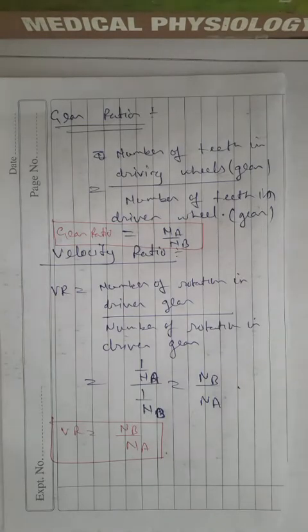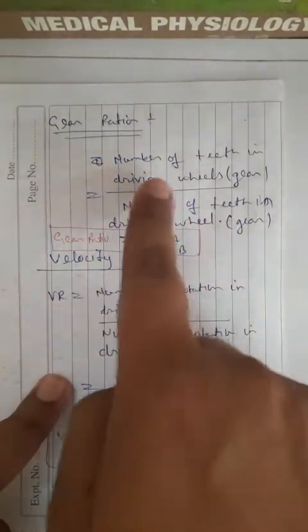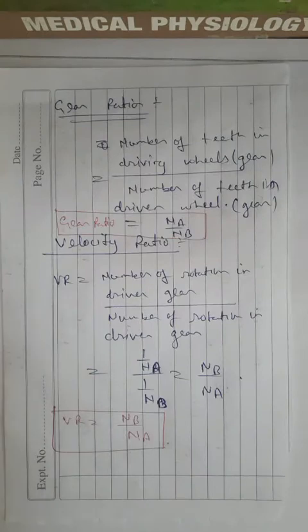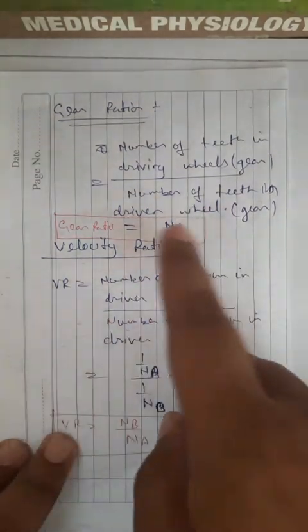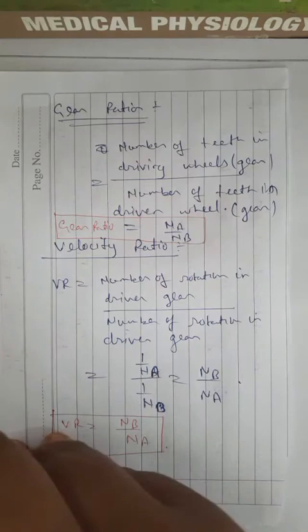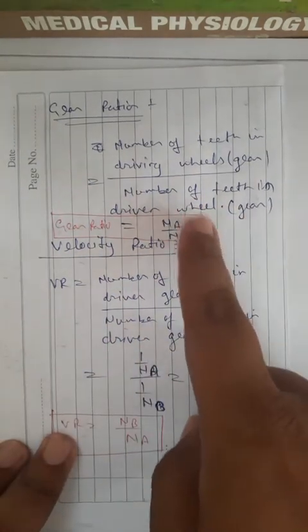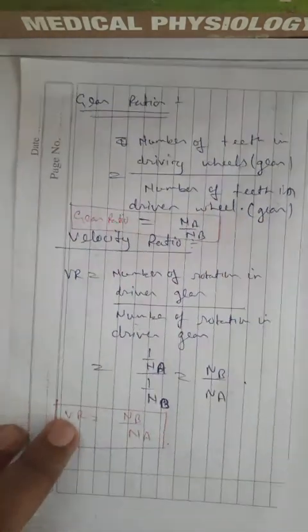Now let us discuss a few terms related to gear. First is gear ratio. Gear ratio is equal to the number of teeth in the driving wheel divided by the number of teeth in the driven wheel. The number of teeth in the driving gear was NA, and the number of teeth in the driven gear was NB. So NA upon NB is known as gear ratio.